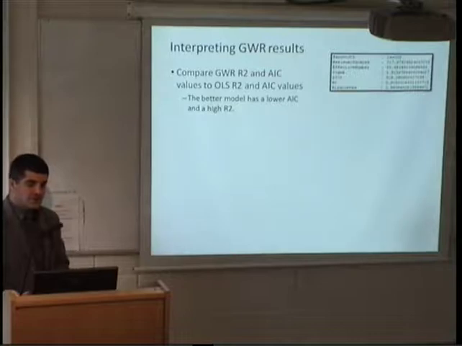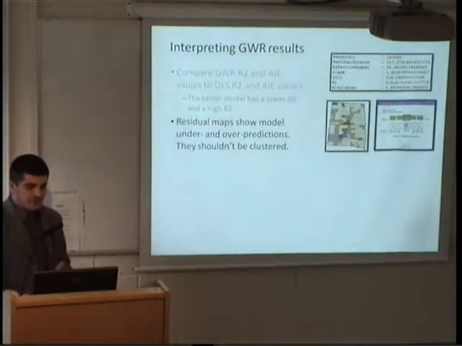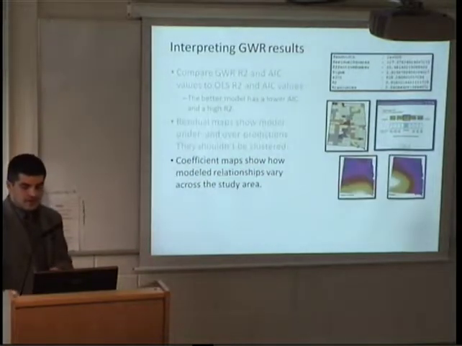In general, geographically weighted regression gives us similar output. We can get R-square. In this case, we can get an R-square that is already higher. In this table, if you take the last number, it's already 89%. So already we have some improvement in our model. We can have residual maps showing model under- or over-predictions, and you should be sure that they are not clustered to have a good model. And this is what is unique in geographically weighted regression. It gives us coefficient maps which show how model relationships vary across the study area.